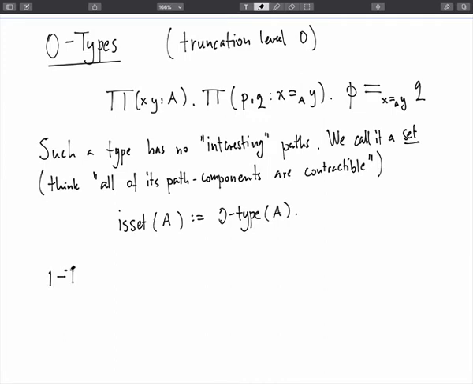So what would one types be? Well, one types are going to be things whose identity types are sets. So you have a space, and if you look at the path space between any two points, you see a set. And that's going to be a groupoid. So we call them groupoids. Why do we call them groupoids?